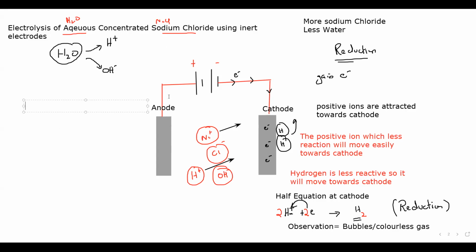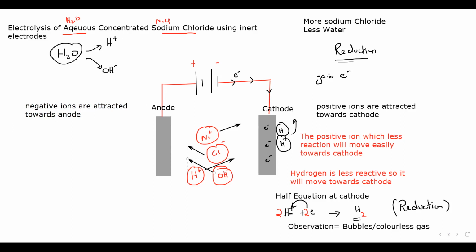Now, what happened? The negative ions are attracted towards the anode. So as the negative ions are attracted towards the anode, what are the negative ions? Chloride is a negative ion and hydroxide, OH, is a negative ion.